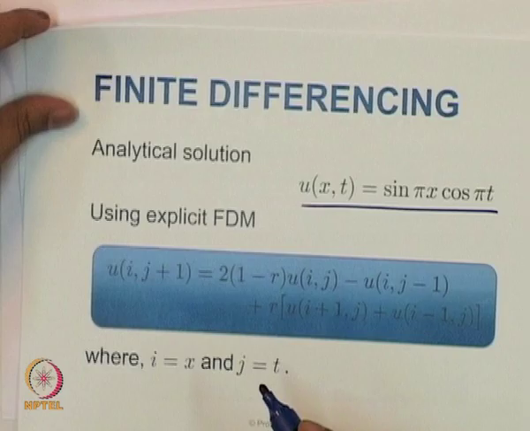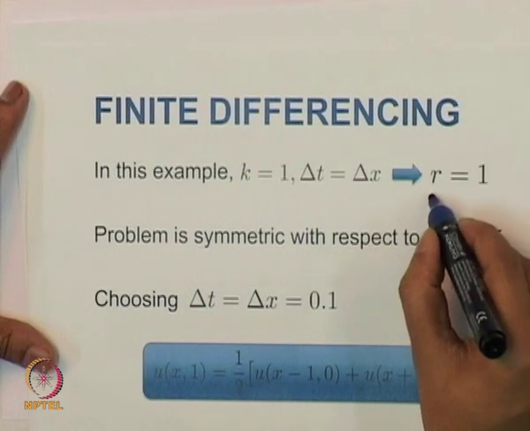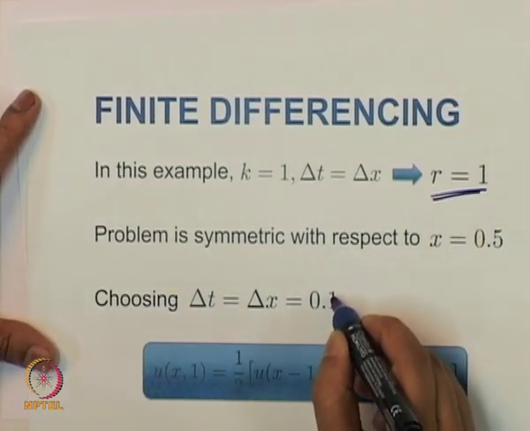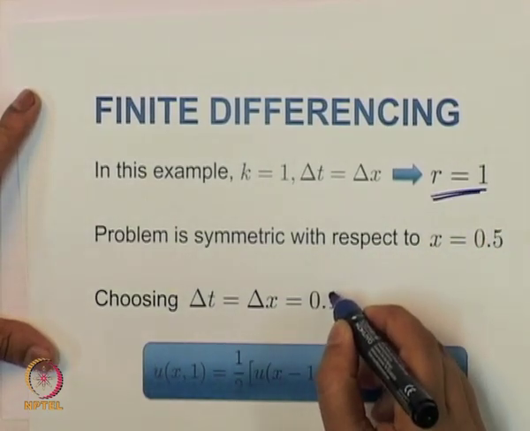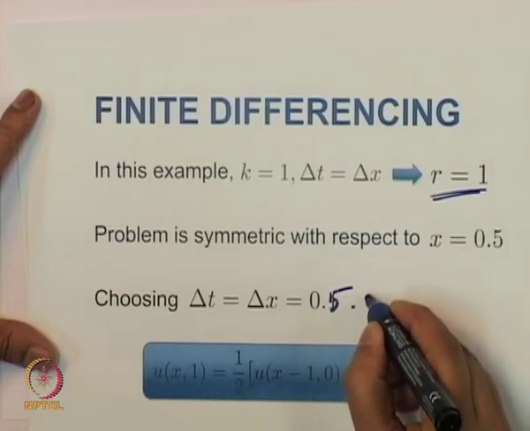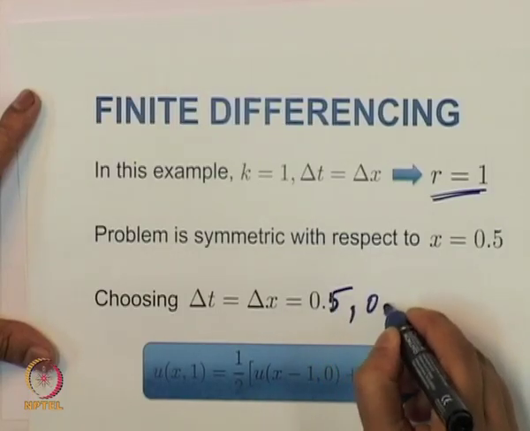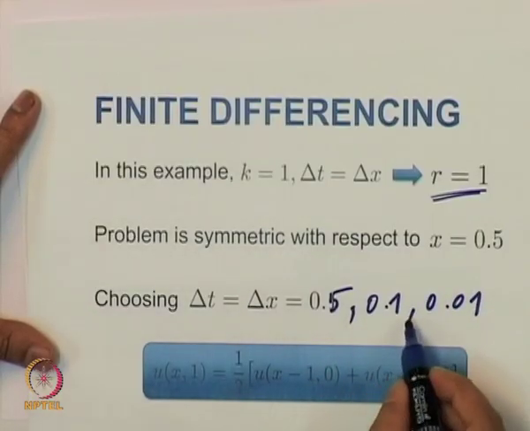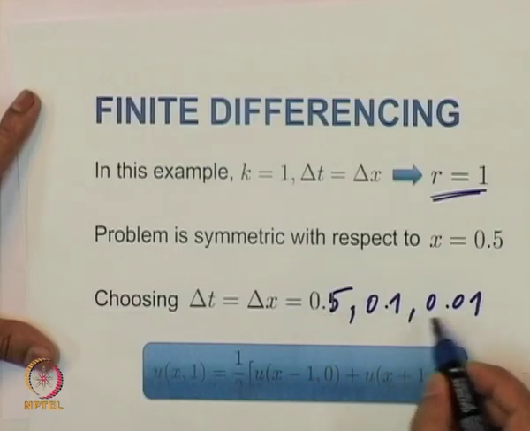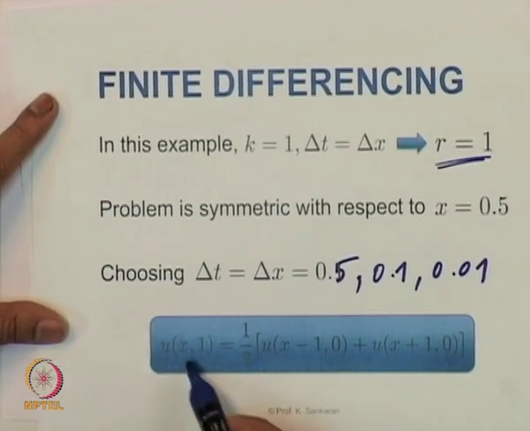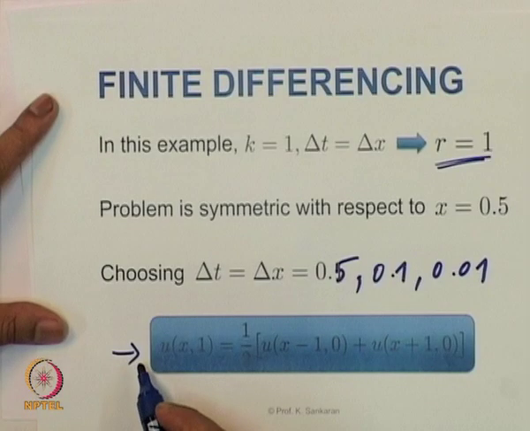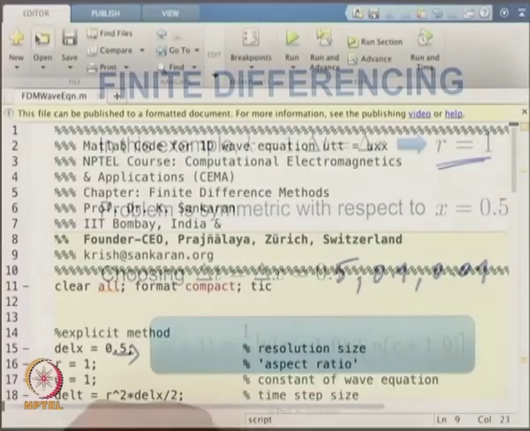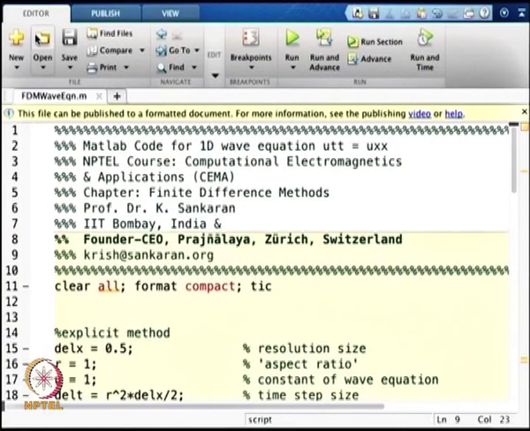So we are going to set certain values here. The value I am setting here is I am making sure the r value is going to be 1. And I am going to refine the mesh from 0.5 to 0.1 to 0.01, and for this I will have a finite difference expression using the central differencing scheme, and this is what we are going to see in the Matlab code. So let's look into the Matlab code itself.